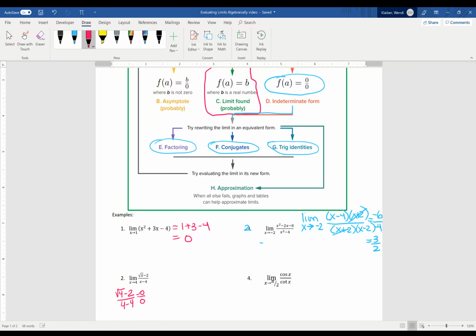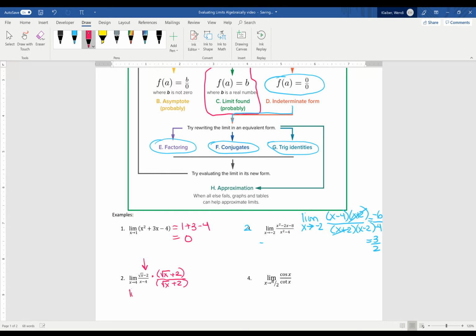Well, looking at the original problem, this cannot be factored. Ooh, but it's got a radical. So I can multiply it by its conjugate. Now, if you don't remember what a conjugate is, it's basically a binomial. Instead of multiplying it by square root of x minus 2, you multiply it by square root of x plus 2. And what this will do is hopefully mix up the expression enough so I can find the value.